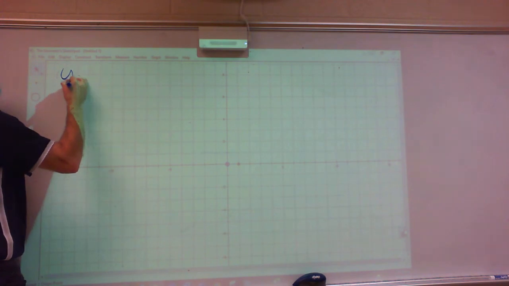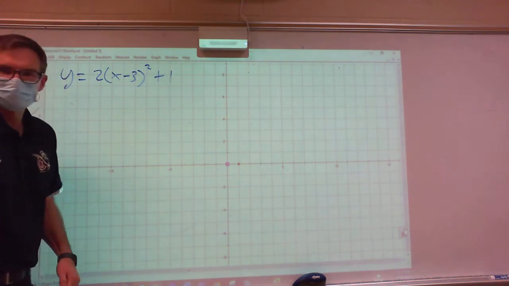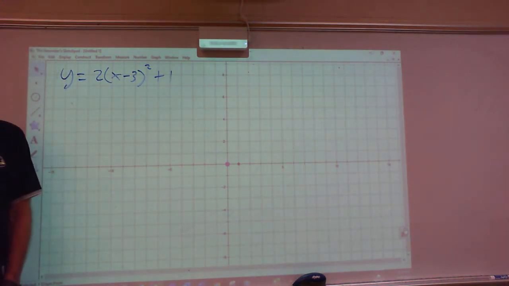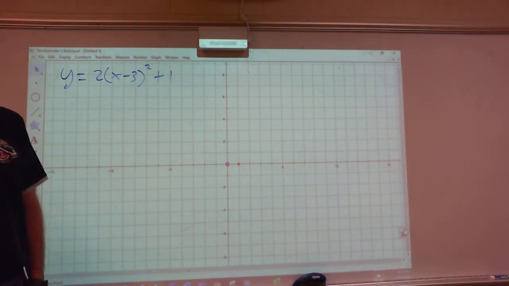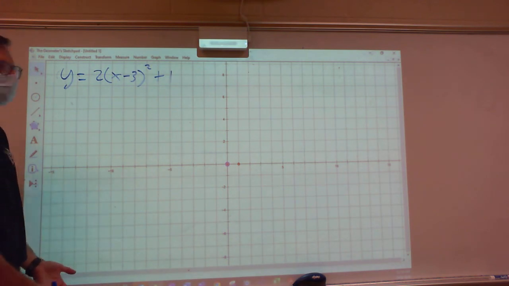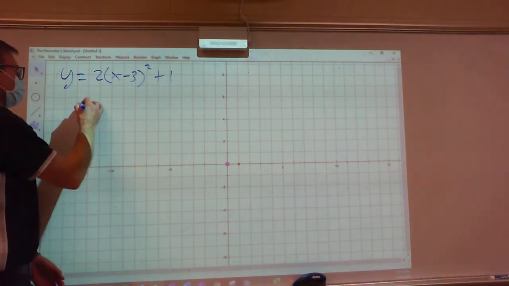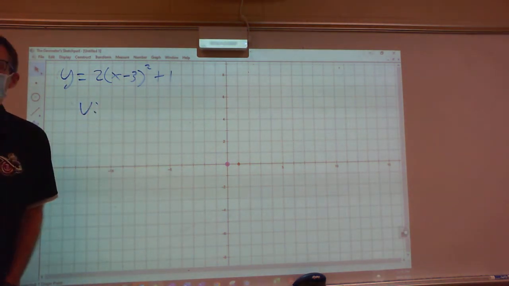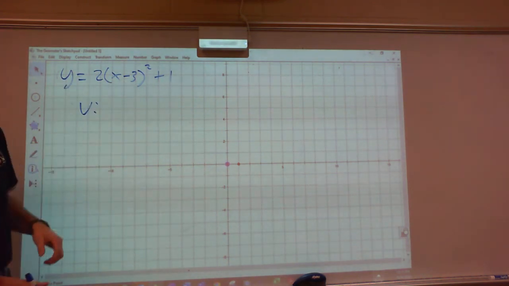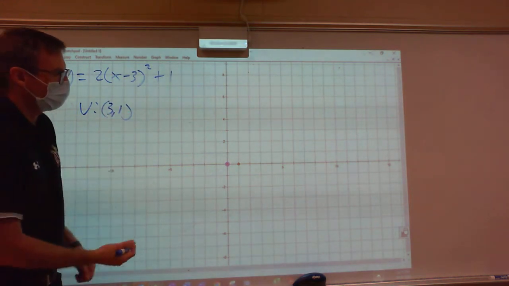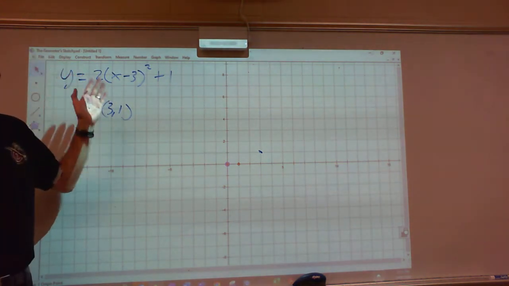So let's say I give you y is equal to 2(x - 3) squared plus 1. And I want to graph this. Okay. So the most important part in graphing a parabola is what? Find the vertex, right? What's your vertex? Is it 3, 1? 3, 1. All right, it's in vertex form, right? So I end up with 3, 1. Okay, so I'm at 3, 1. I get a dot. We know this is a parabola turning up.